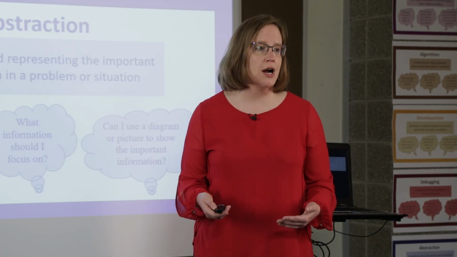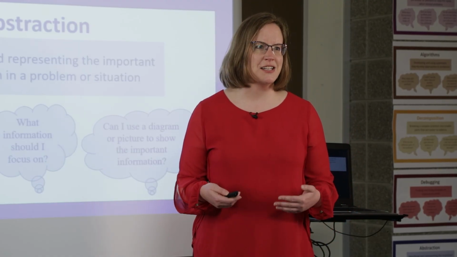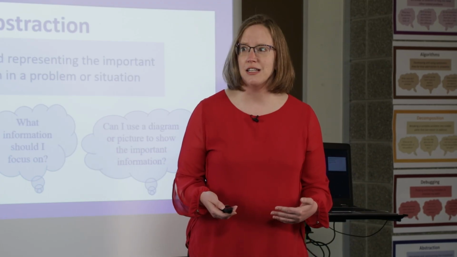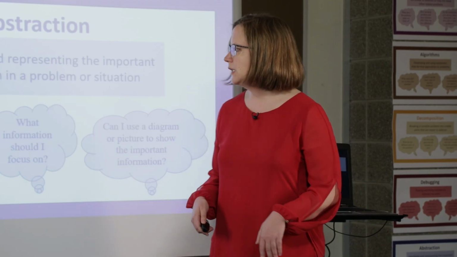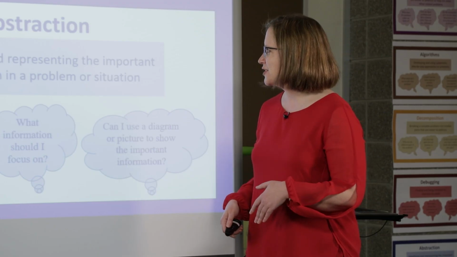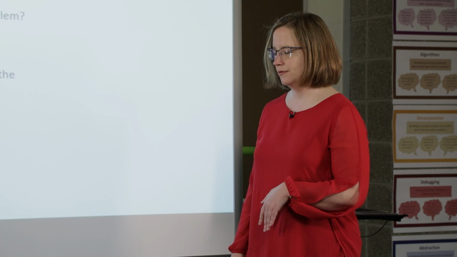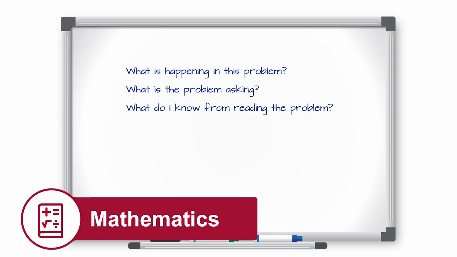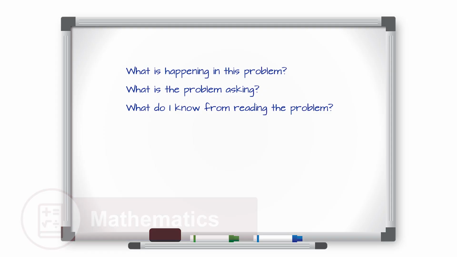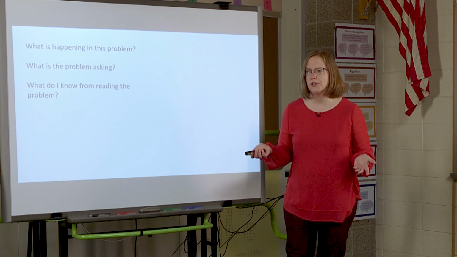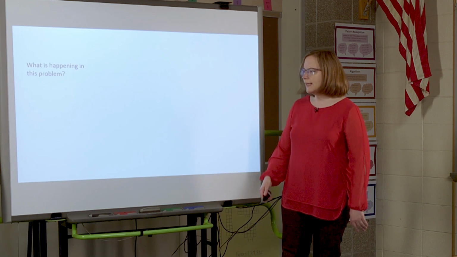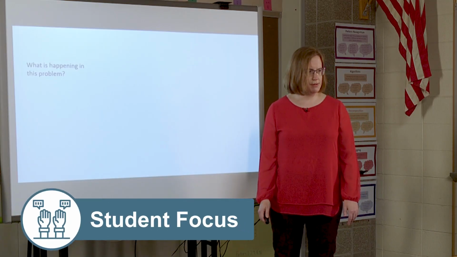So what is the important information to think about is going to depend on the situation. But when we're solving word problems, we're going to focus on identifying and representing the information we need to solve the problem. So when I'm using abstraction to help me with a word problem, there are 3 questions I like to ask myself. What's happening in this problem? What is the problem asking? And what do I know from reading the problem? We can think about these questions in any order, but just for this one, let's start with the first one. So what is happening in this problem?